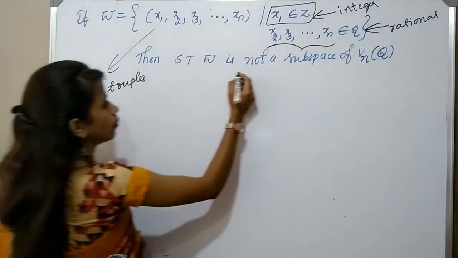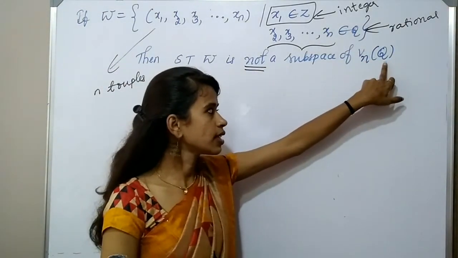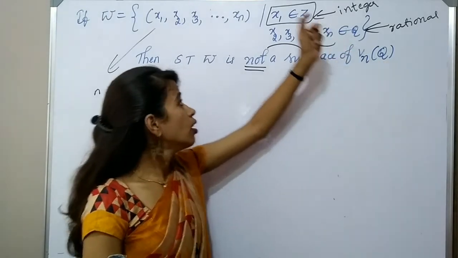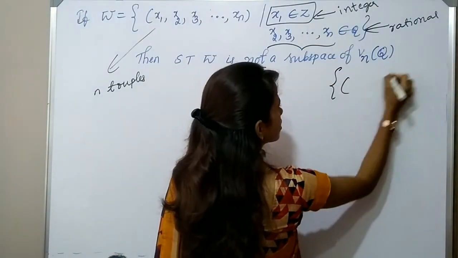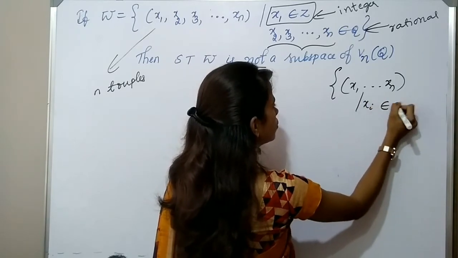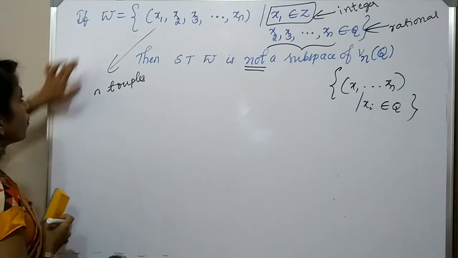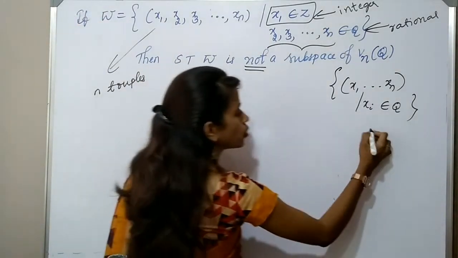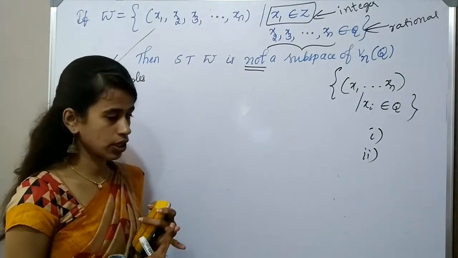Next, show that W is not a subspace of Vn(Q). Vn(Q) means the set of all n-tuples whose coordinates must belong to Q. That is, Vn is the set of all (x1, ..., xn) with all xi belonging to Q, the set of all rational numbers. Now we have to show that it is not a subspace. For that, we have two conditions: one is vector addition, the second is scalar multiplication.